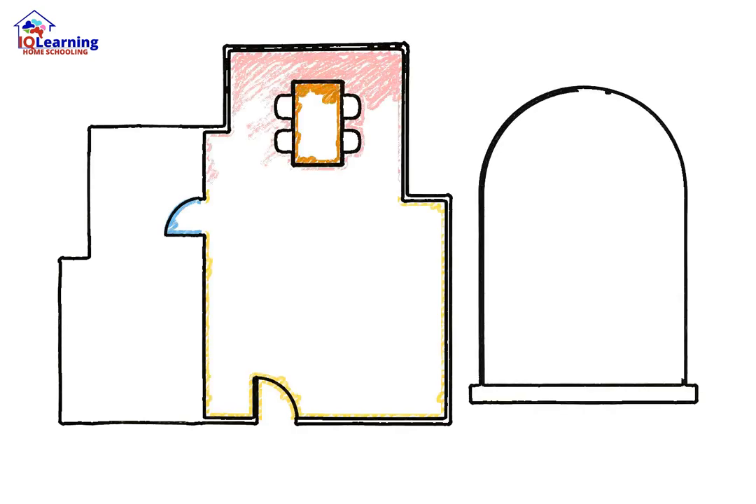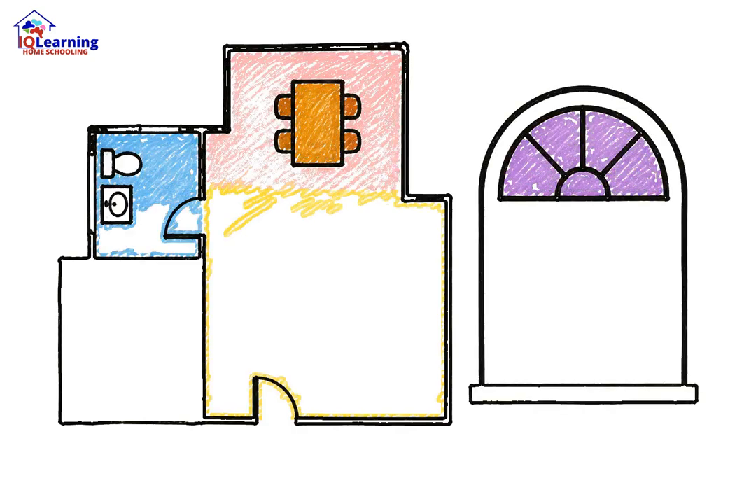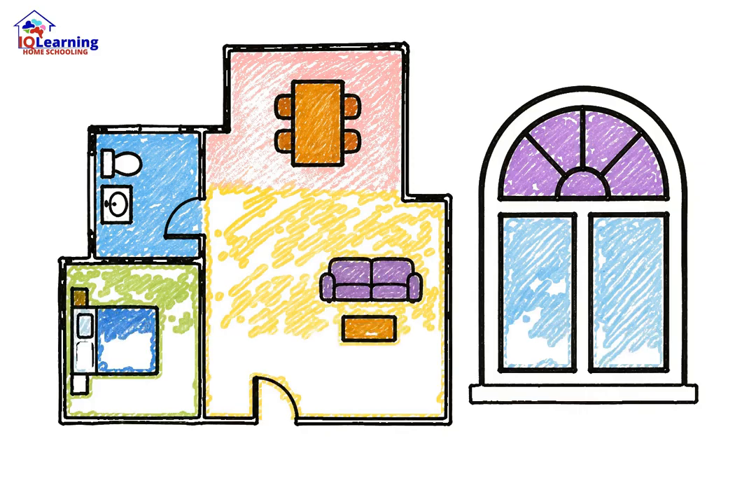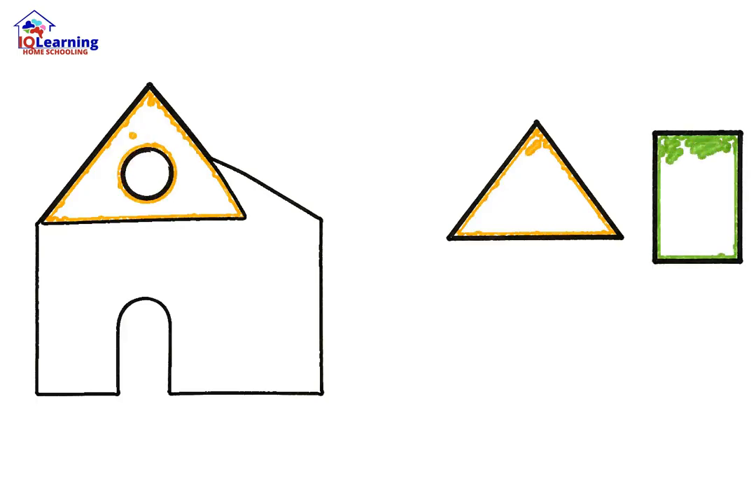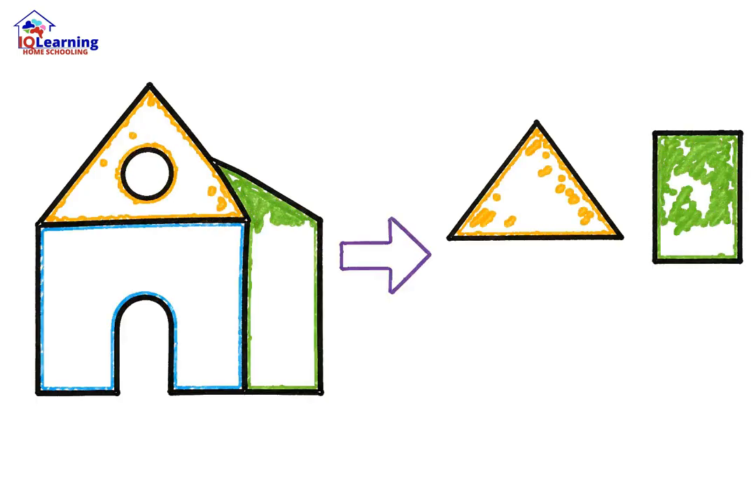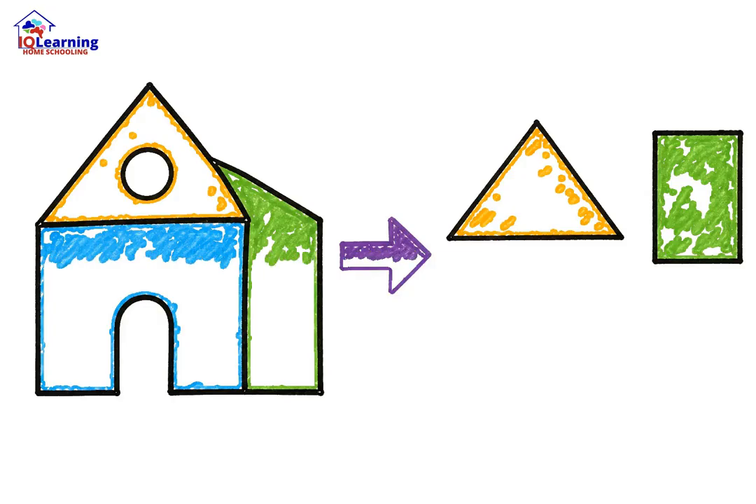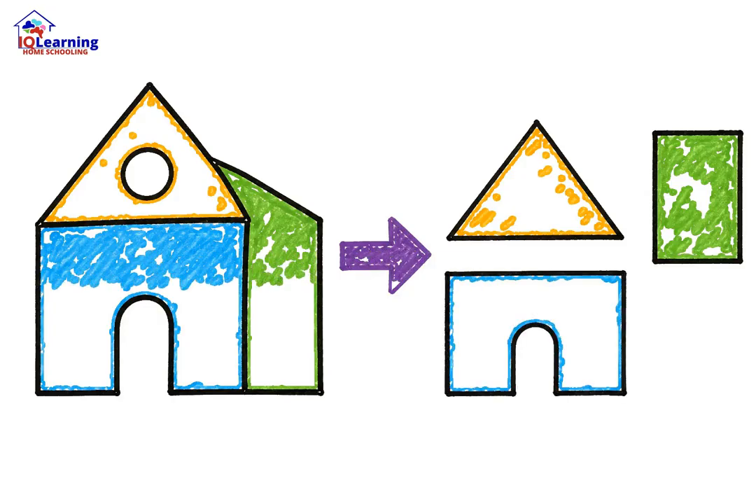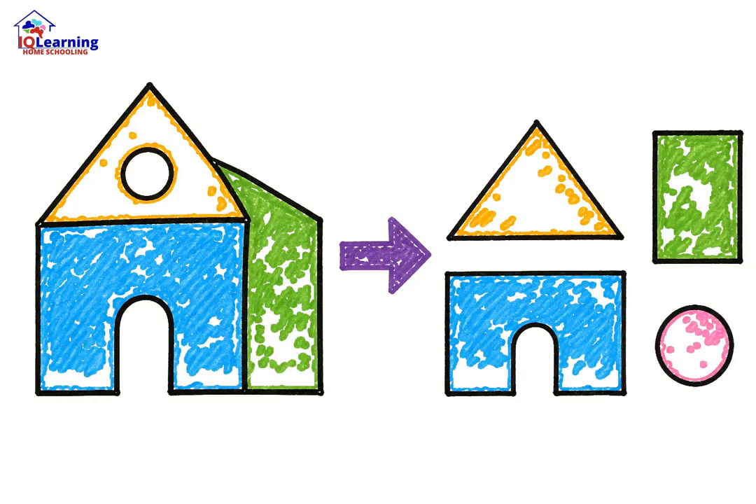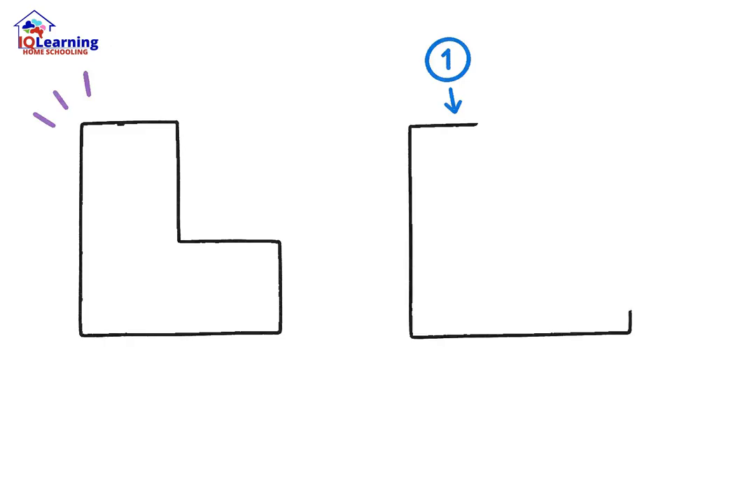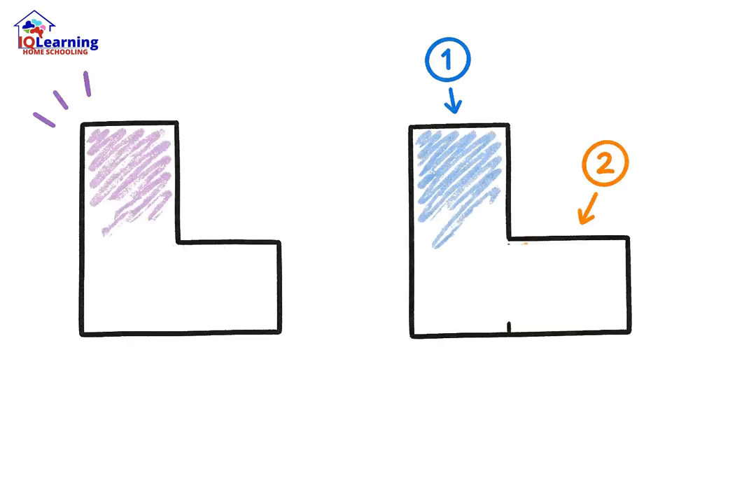Look around you. Your floor plan probably isn't a perfect square. That window might have an arch. These are composite shapes, complex figures made from simple ones we already know, like rectangles, triangles, and circles. The trick to finding their area isn't some new complicated formula. It's a strategy called decomposition. You just break the complex shape down into easy pieces.